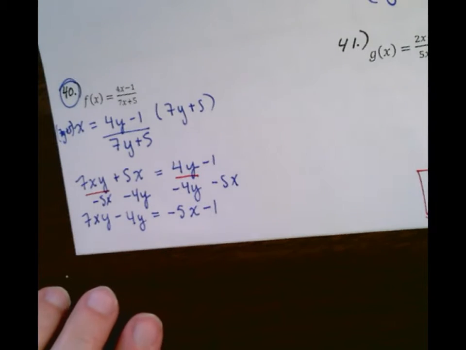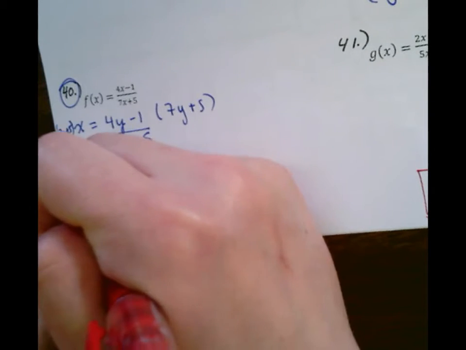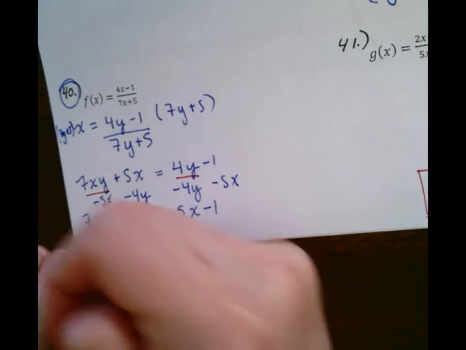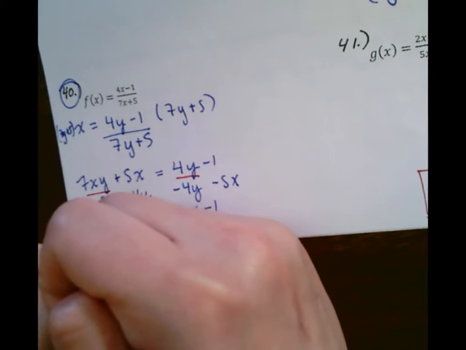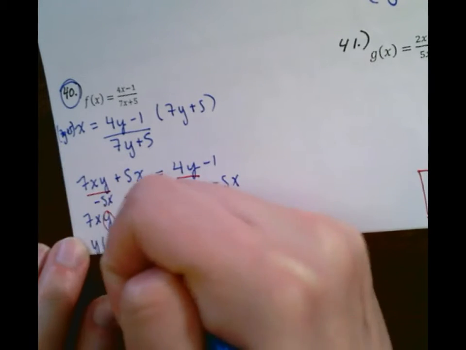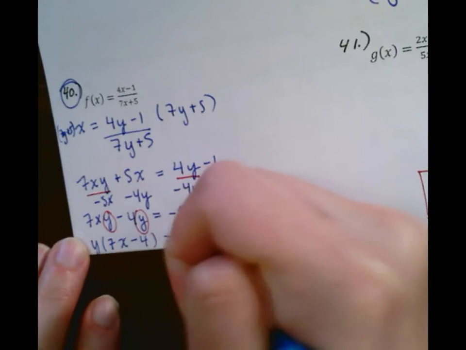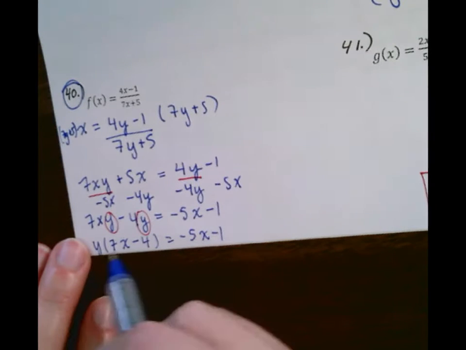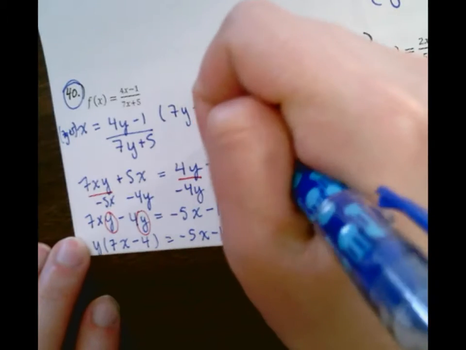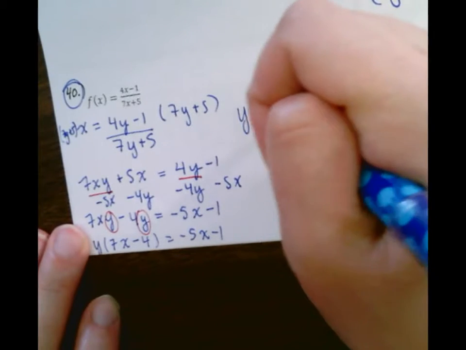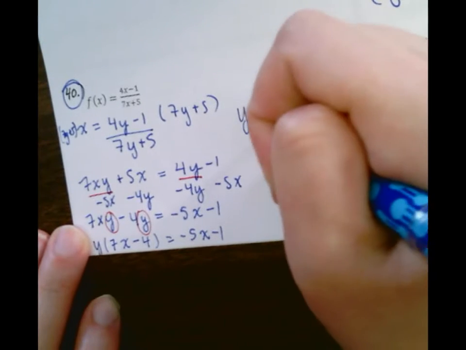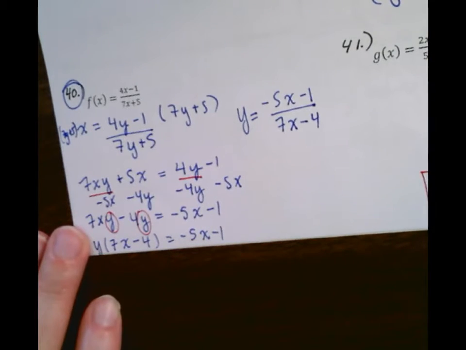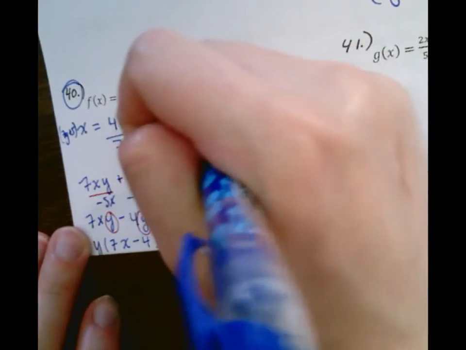The point of doing that is so that on the left-hand side, you can factor out the y factor from both terms. So it would become y times 7x minus 4 is equal to negative 5x minus 1. And then from there, I just need to divide both sides by 7x minus 4 to get y by itself. So y would end up being negative 5x minus 1 over 7x minus 4. That's also f inverse.